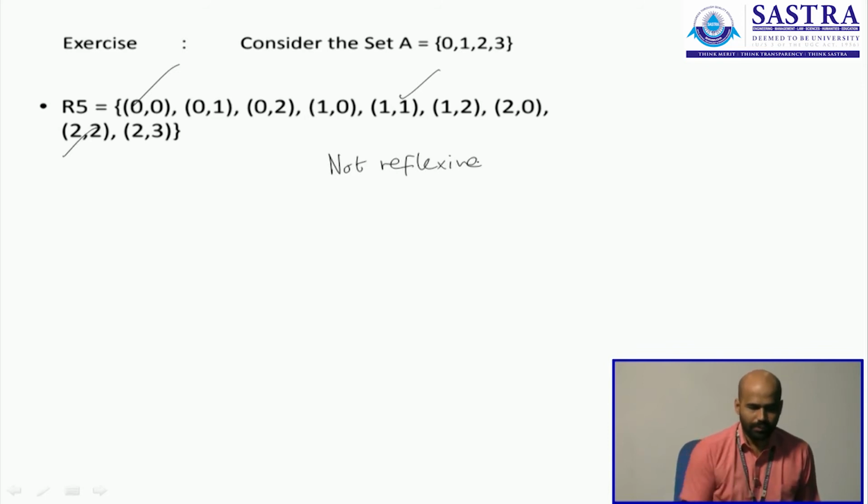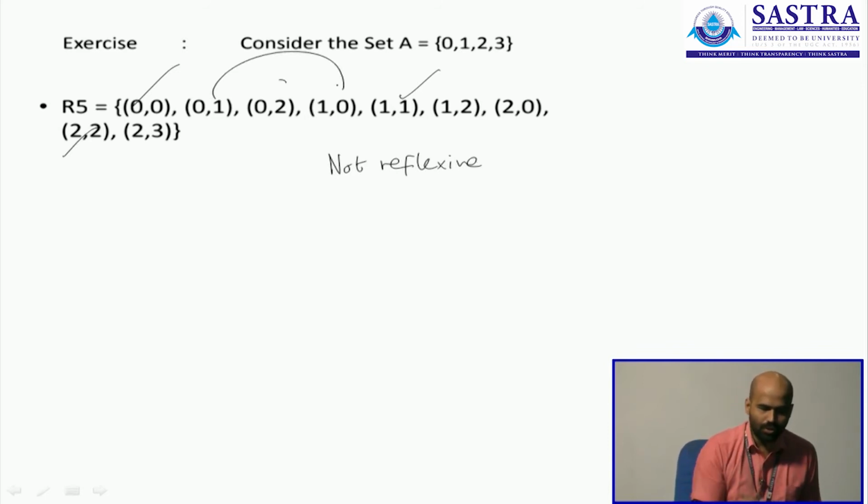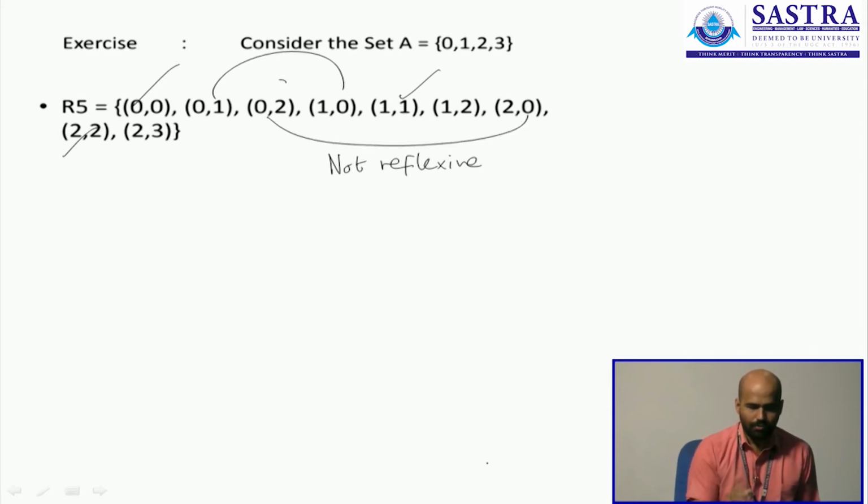Can we call it symmetric? 0, 1 and 1, 0 are opposites. 0, 2 and 2, 0 are present. But 2, 3 doesn't have its pair, so it is not symmetric also.